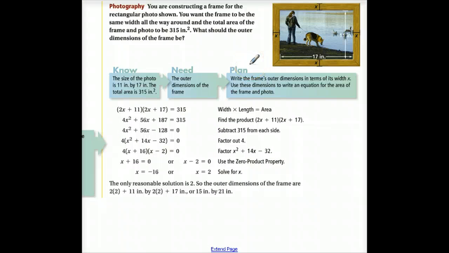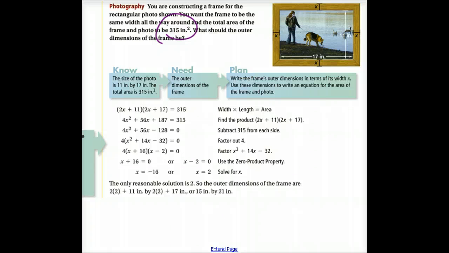All right, the last example is a real-world application problem. So you're constructing a frame out of wood for the rectangular photo shown. You want the frame to be the same width all the way around, so it's notated by X, X, X, X. The total area of the frame and photo will be 315 inches squared. What should the outer dimensions be?